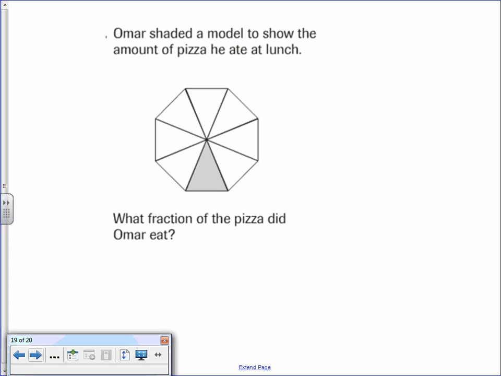Omar shaded a model to show the amount of pizza he ate at lunch. What fraction of the pizza did Omar eat? The shaded part shows what he ate at lunch. Joe? 1/8.